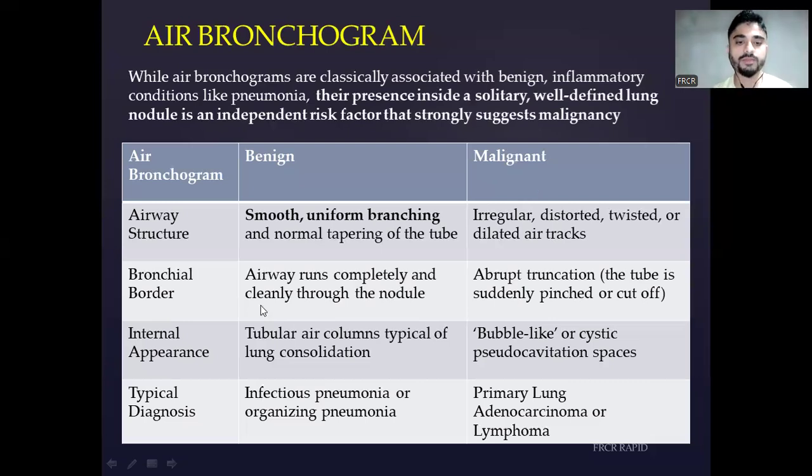What about the internal appearance? If the internal appearance is showing tubular air columns typical of lung consolidation, then obviously that is benign. If the internal structure is bubble-like or cystic pseudocavitation spaces, then you have to think of malignant nature of the lung nodule. So these air bronchogram patterns are frequently seen in infectious pneumonia or organizing pneumonia, and this type of airway patterns are frequently seen in primary lung adenocarcinomas or lymphoma.